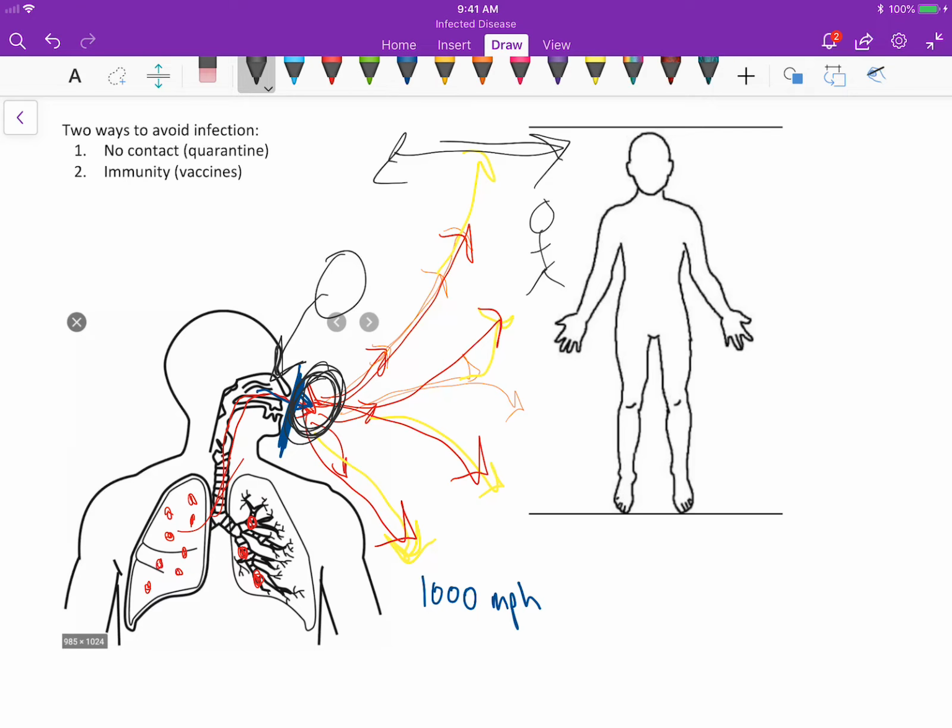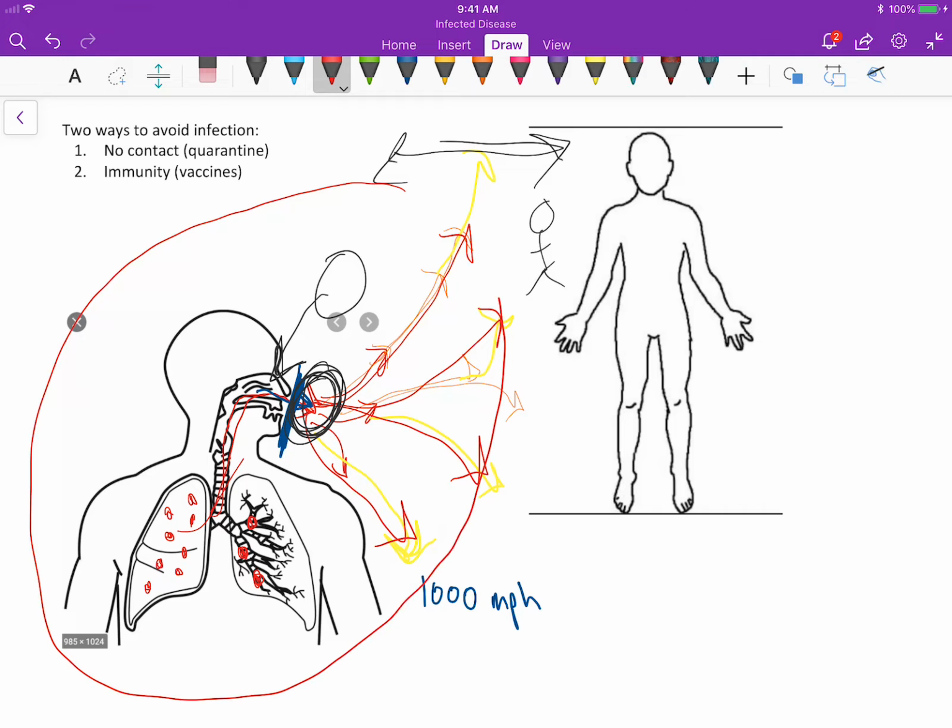But the point is that these infections are extremely contagious the closer you are to the source, and the more people you have with the infection, the larger cloud you build that is infectious around the individual.